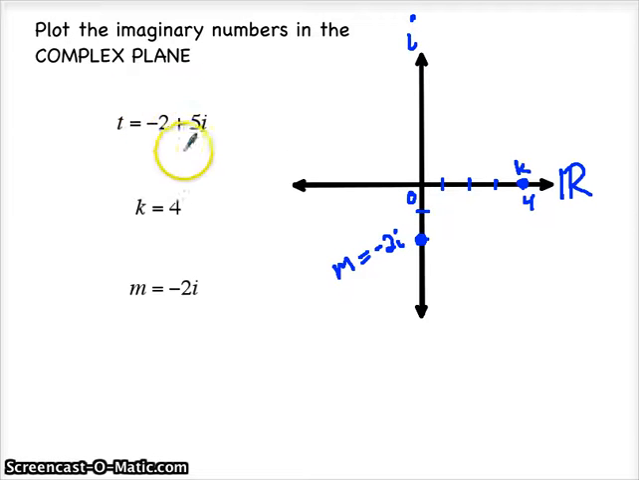Which means if we want to plot the point T, we need to travel in both directions. I need to go negative 2 units on the real axis, but I also need to travel 5 units, 1, 2, 3, 4, 5, on the imaginary axis. So both going left 2 units in the real portion and up 5 units in the imaginary, this would be the point T, negative 2 plus 5i.